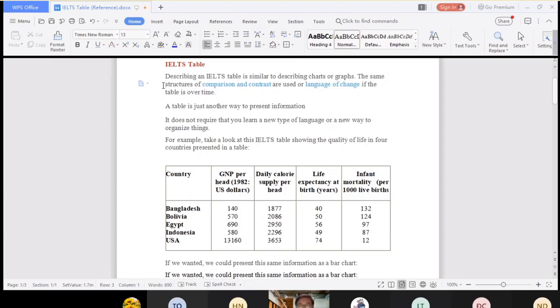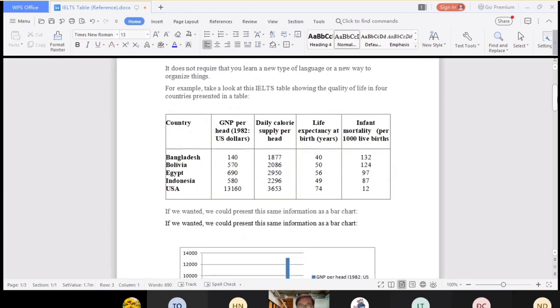For example, take a look at this IELTS table showing the quality of life in 4 countries presented in a table. Actually, this is not 4 countries, 5 countries. So I correct this one a bit. 5 countries are presented in this table: Bangladesh, Bolivia, Egypt, Indonesia, and USA, right?